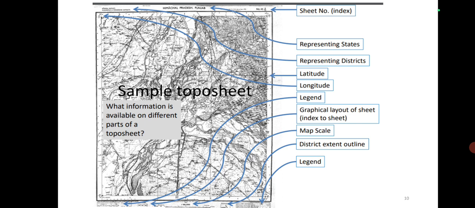So here you can see this is a topo sheet of Himachal Pradesh, and you can see that the sheet number, index, etc. will be marked on the top right corner, and the district, which state, which district, then the latitude, longitude, etc. are marked, and also you can see the legend, that is the symbols, then map scale, distinct outline, etc. All those are shown in this.